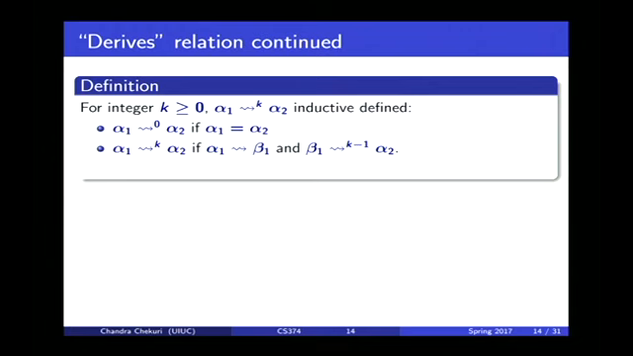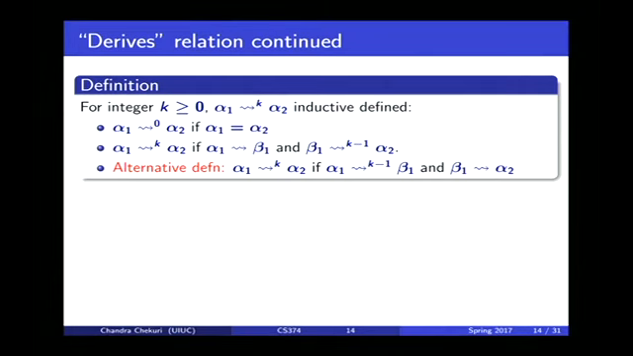And then, an alternative definition: with strings we always go from the left to the right, but sometimes you want to go from the right to the left, to do the last thing. You can also say that alpha 1 derives alpha 2 in k steps if alpha 1 derives beta 1 in k minus 1 steps and beta 1 derives alpha 2 in one step. So that we're going to the end of the string, the last step of the derivation. They're the same thing. I have to formally prove that, but it's fairly obvious.